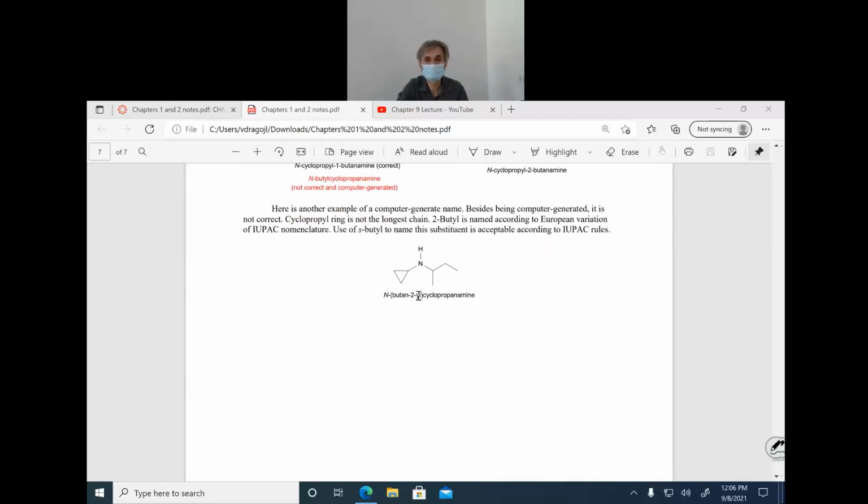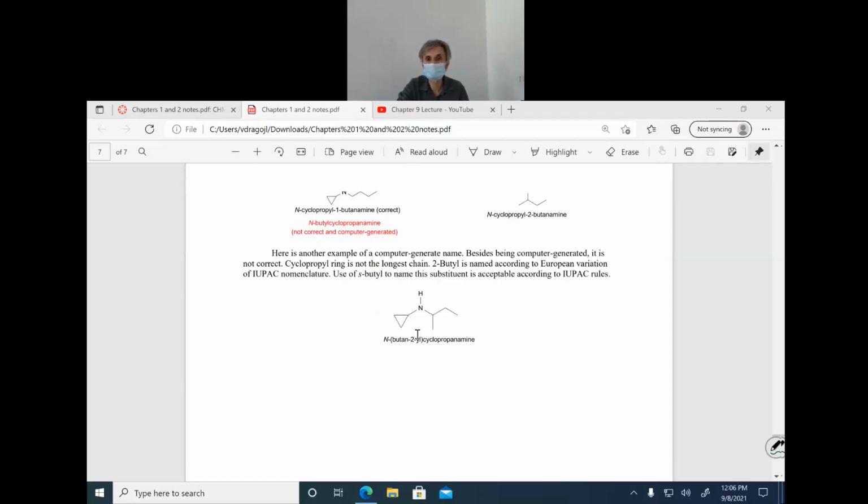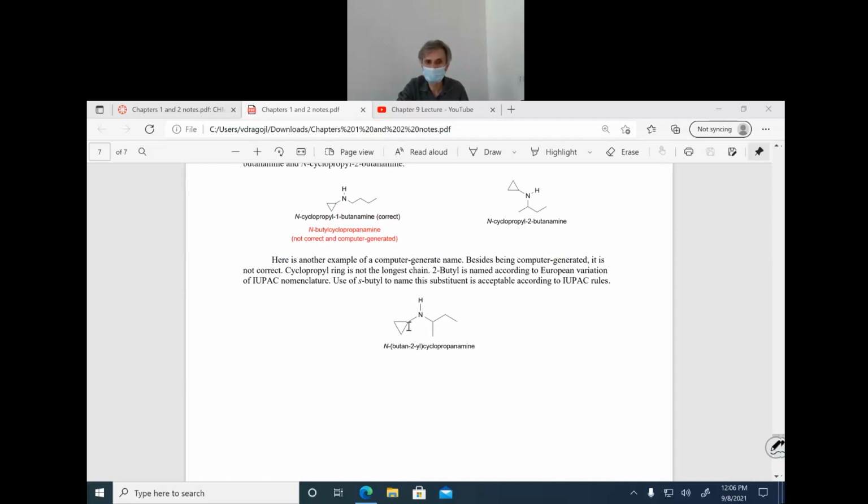This is computer. That's why I want to have it here. So this is a computer generated name. So again, it is correct. Oh no, it's not correct.